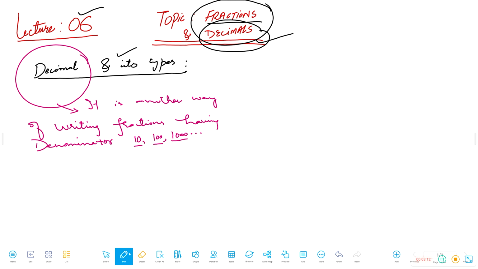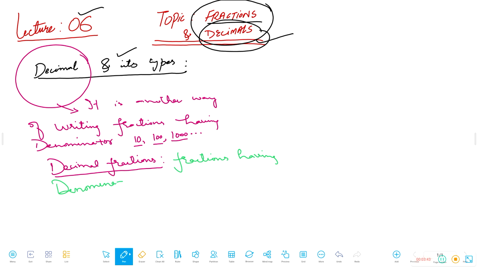Before this, let me have some examples of decimal fractions. Decimal fractions I am writing here: fractions having denominator 10, 100, 1000, and so on.